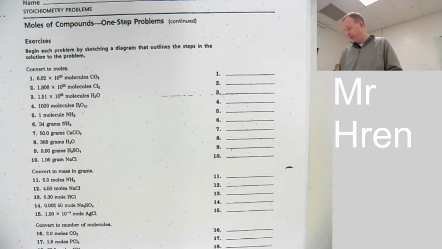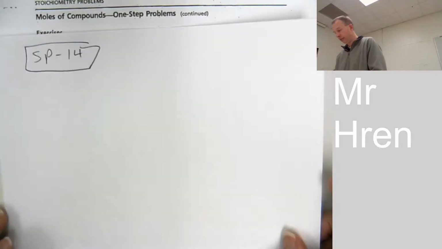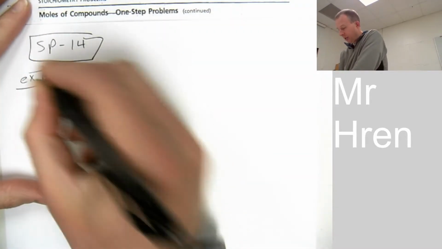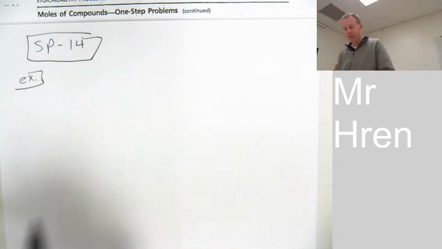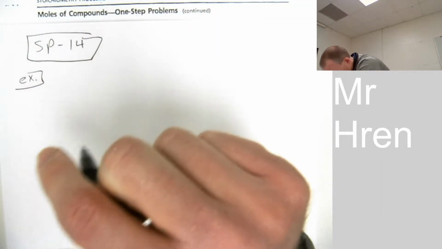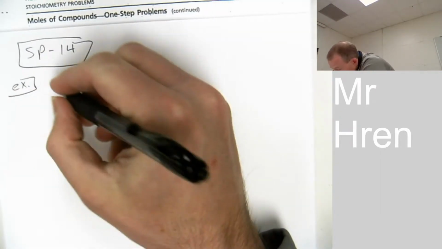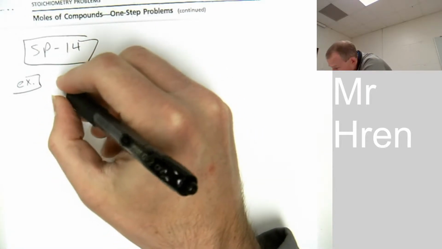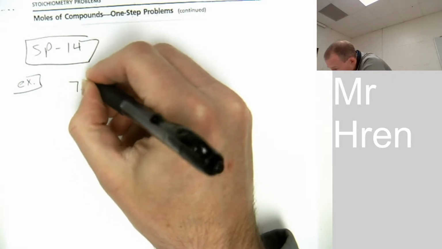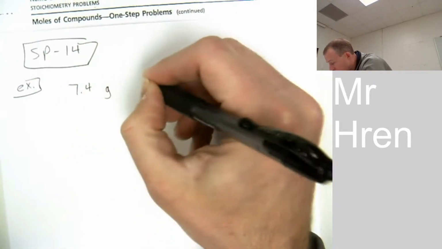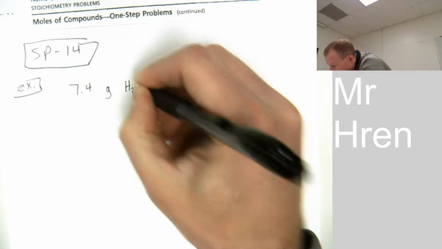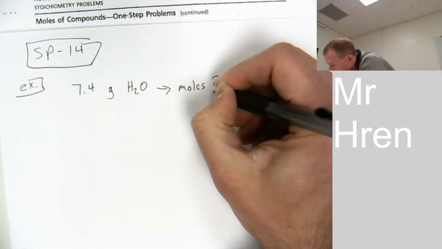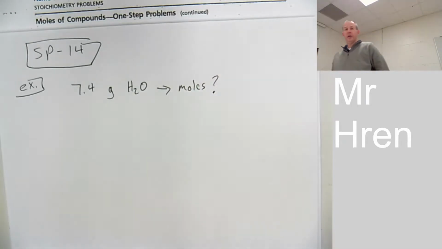Basically, let's do a few examples, and I'll talk about your work. The big difference between this and the previous work is that those are elements; these are going to be compounds. What does that mean? Well, let's say that we have 7.4 grams of H2O, and we want to find how many moles that is.